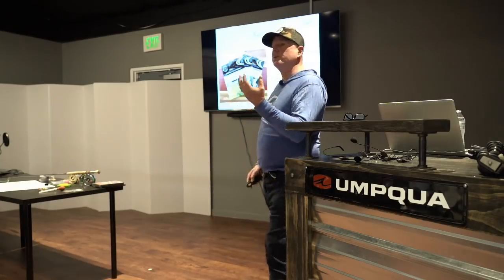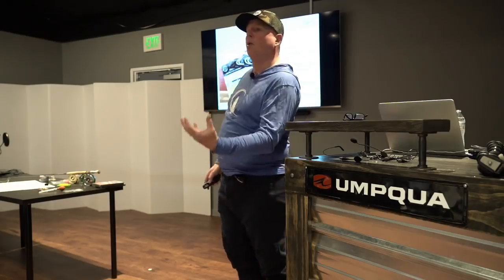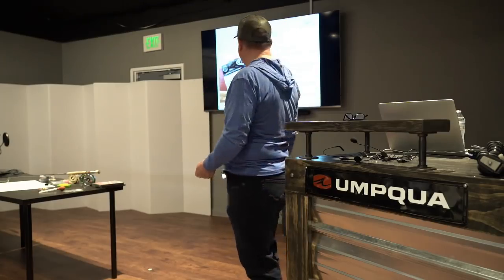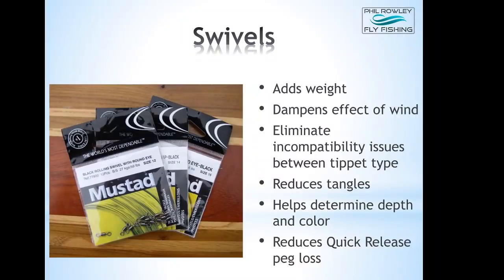The heavier swivels, if it gets windy, will help lock and hold that fly down and dampen the effect of the wind. Sometimes when you attach fluorocarbon to softer nylon, if you're not careful, it can bite in and stress the knot, and then you get a fish and you break at the knot connection. Because you have a swivel between your nylon leader and your fluorocarbon, the two never talk to each other. So it reduces that incompatibility.